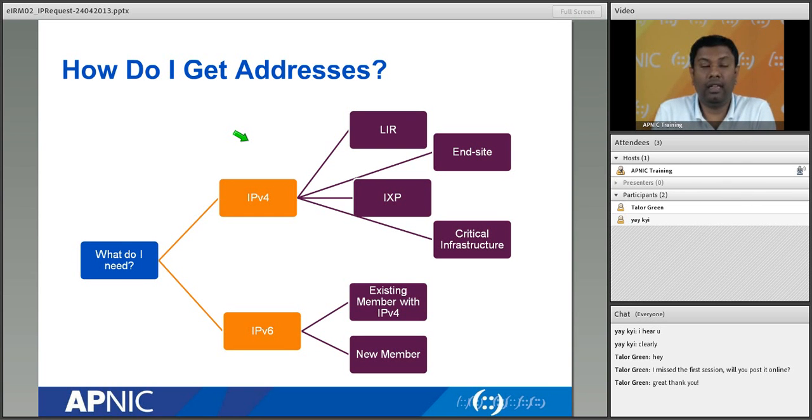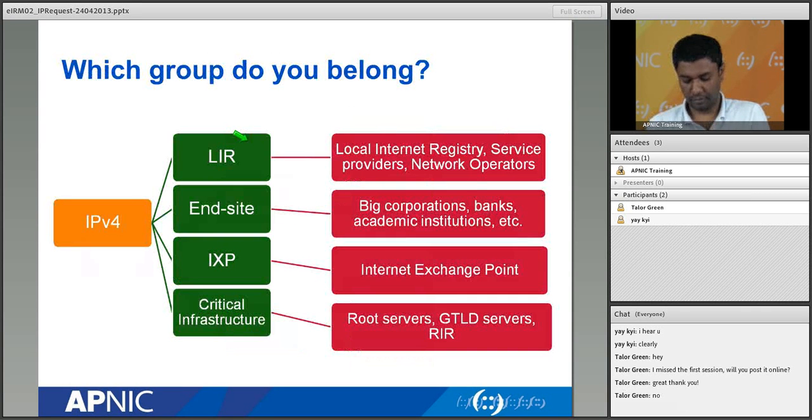As a new member, if you don't have IPv4, how will you qualify to get an IPv6 address? In that case, you need to show APNIC you have a plan to deploy IPv6 within 2 years' time to at least 200 end sites. That's it. Two years' time, at least 200 end sites, then you will qualify to get an IPv6 address. So getting an IPv6 address is even much easier than IPv4 now. Any questions so far? Okay, thank you, good to know.